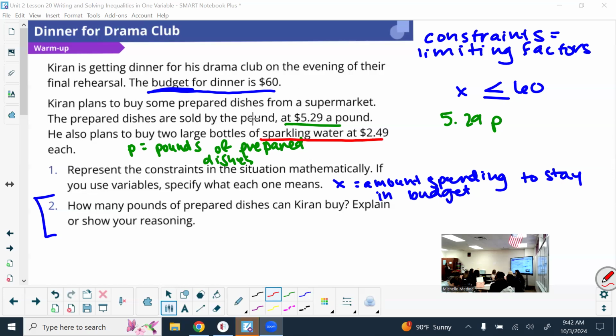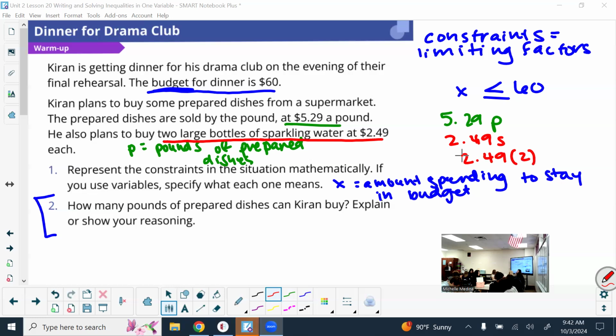It does say. So earlier when people were telling me this constraint, they said 2.49, which can work if you're just talking about like in general. That's how much it costs per bottle of sparkling water. But we do actually know how many he's buying. So since that is not changing, maybe I don't want to use a variable. Maybe I want to use a constant. Questions there?